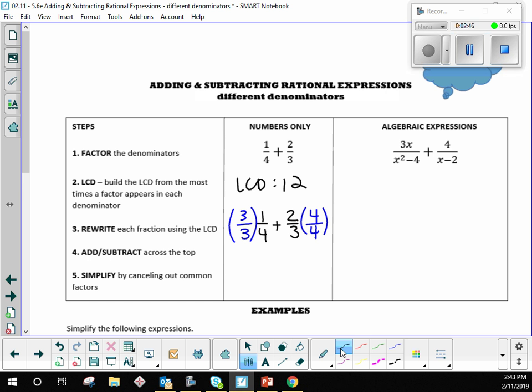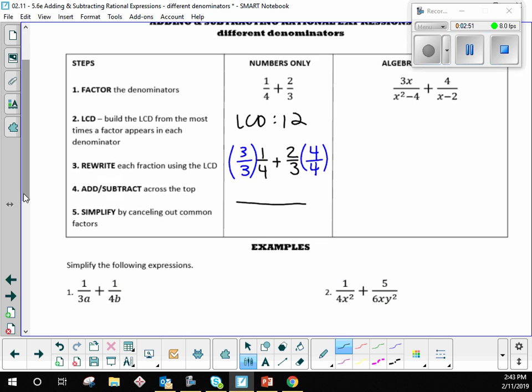And so the next step says add or subtract across the top. So I would write one new fraction with my common denominator. That would give me 3 in the first fraction and 8 in the second. 11 over 12. And I would try to simplify if I could, but I can't. So I would just be done. For fractions with regular numbers.